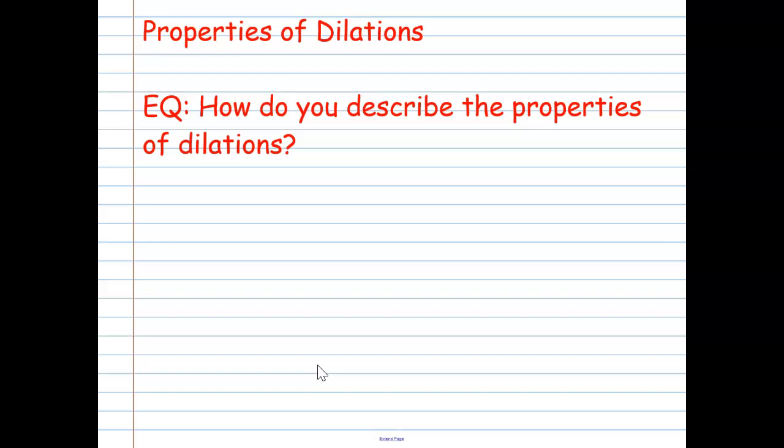All right, second to last entry, guys. You can do it, finish strong. Set up a new page or a new piece of binder paper and write properties of dilations. We're going to look at how you describe the properties of dilations. So hit pause, make it happen.